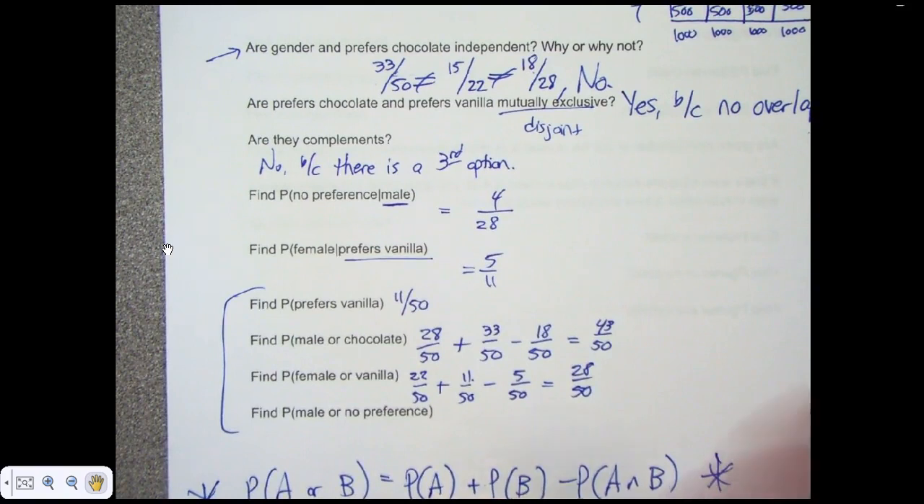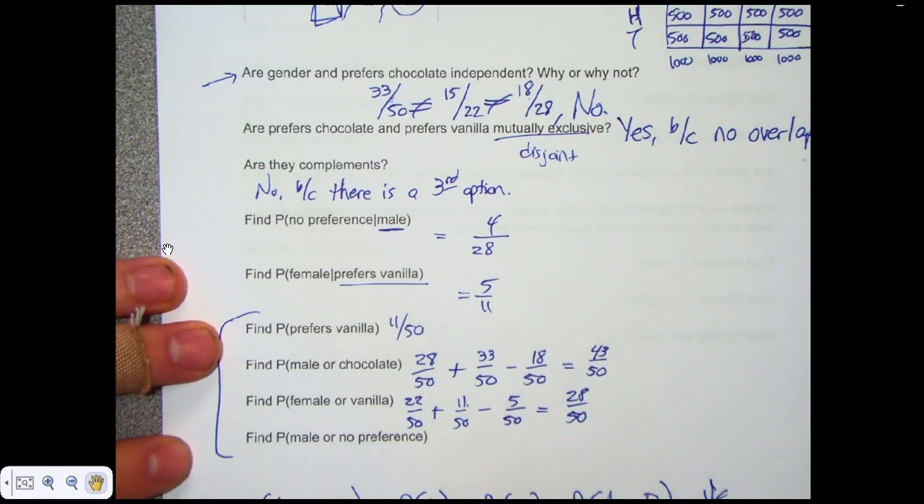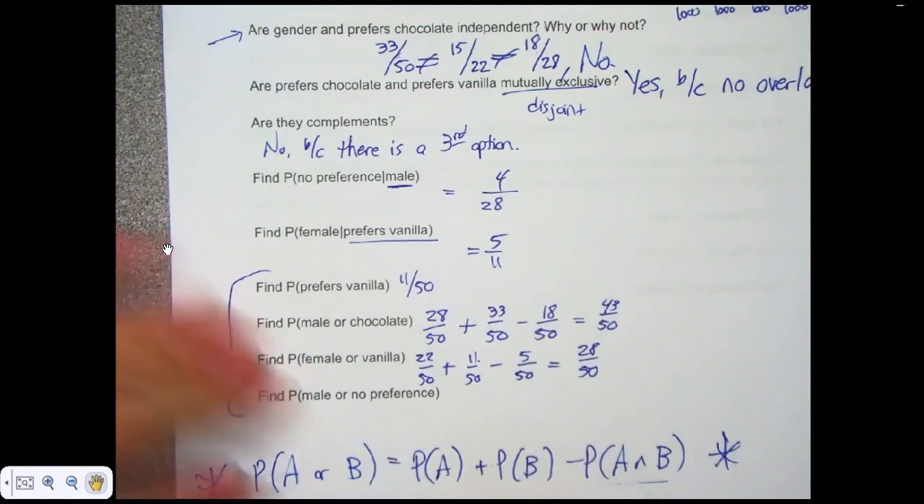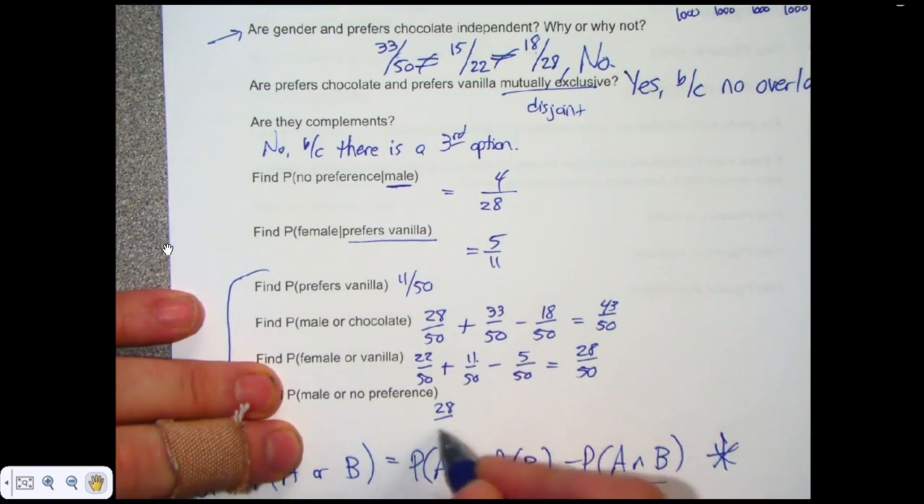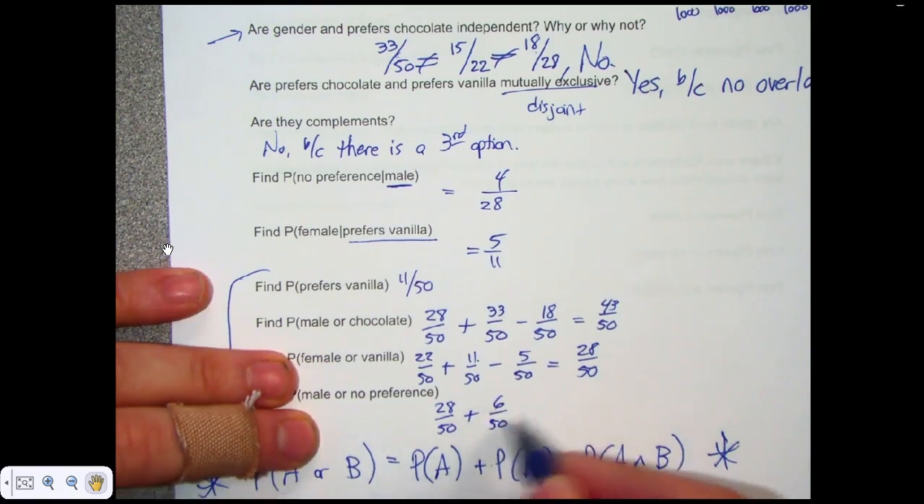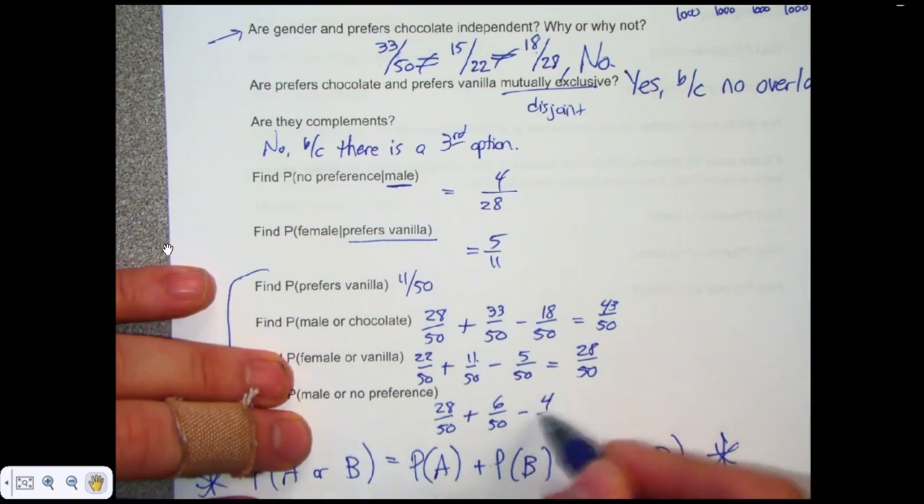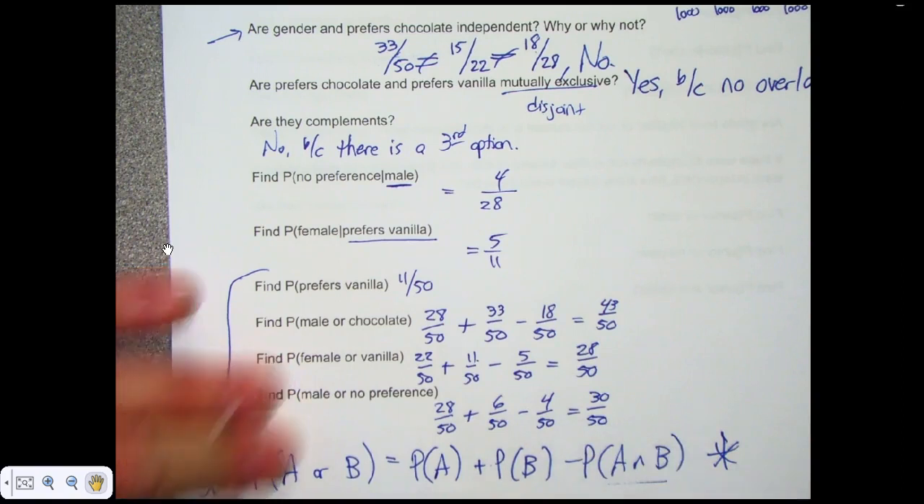Third one, and then I'm going to have you do like the whole problem back. So you will get a chance to practice this. Male or no preference. So male is 28 out of 50. What's no preference? 6 out of 50. What do we have to subtract because it got double counted? 4 out of 50. And so we end up with 30 out of 50.